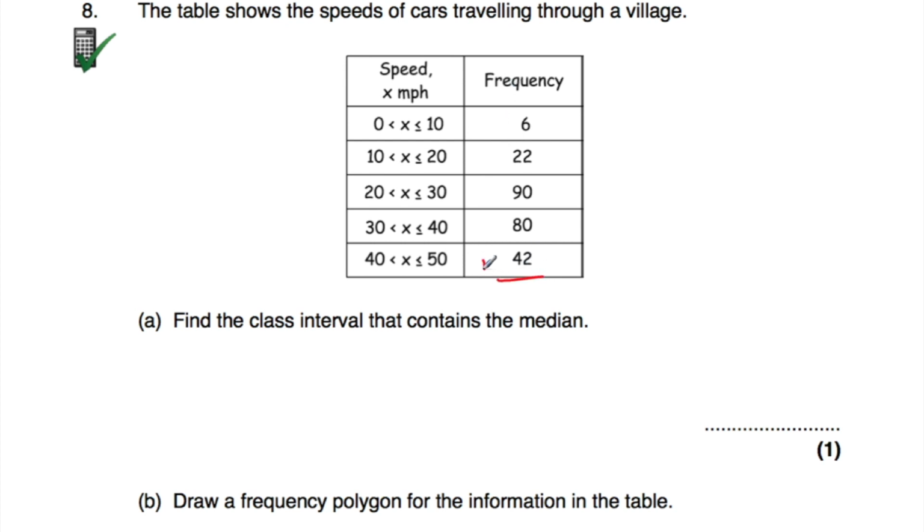You can add up the frequencies to see how many cars there are altogether. So 6 plus 22 plus 90 plus 80 plus 42. And it's a calculator question. That's equal to 240. And you can say, well, there's 240 cars. Let's find the position of the median.